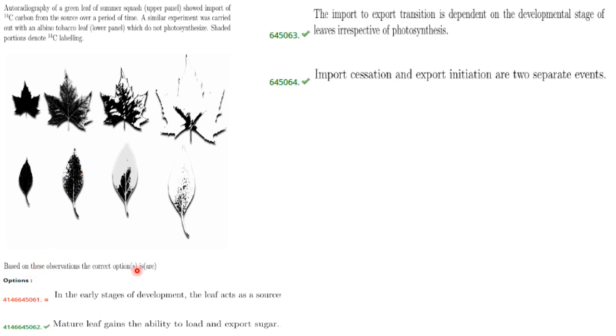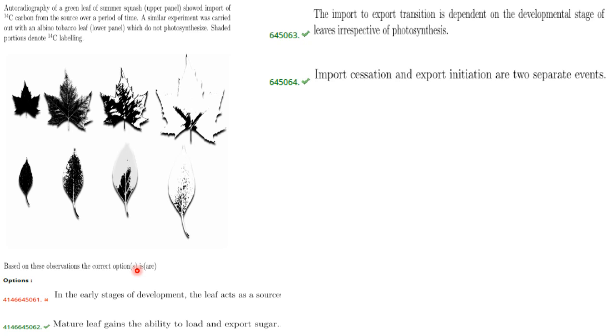Based on these observations, the correct options are. Now, before coming to that explanation, let me tell you one thing. Plants produce carbohydrates, that is sugars, in the leaves by photosynthesis. But non-photosynthetic parts of the plant also require carbohydrate. For this reason, they translocate their carbohydrates from sources. Sources means the regions where excess carbohydrate is present. Now that is seen in mature leaf, not in young leaf.